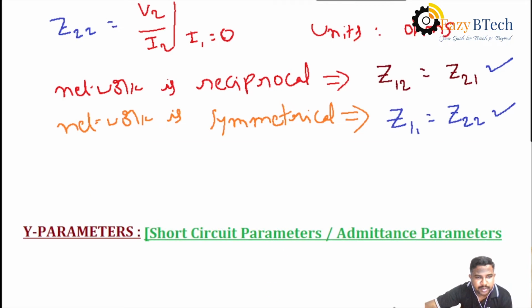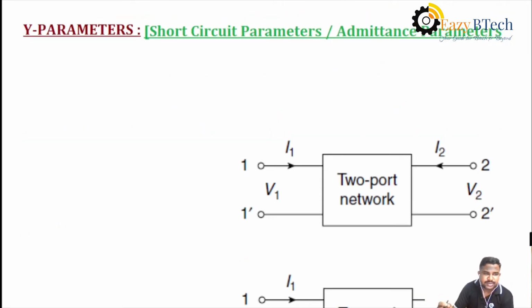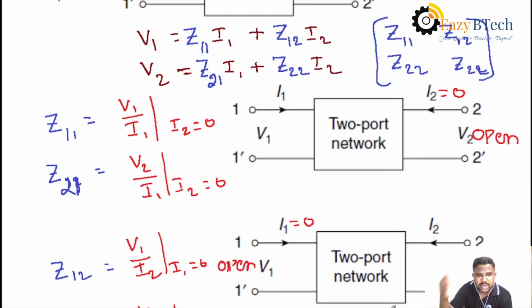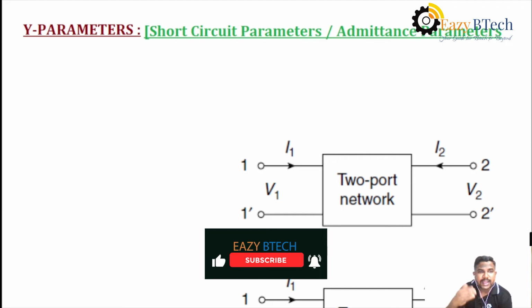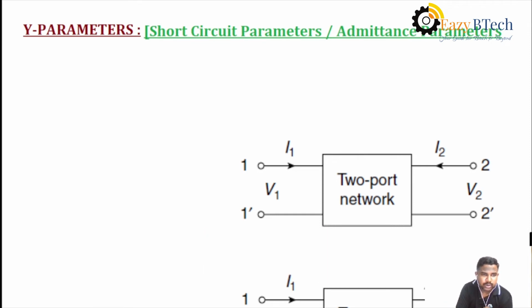What is the second parameter? That is called the Y parameters. It is also called short circuit parameters. Why are Z parameters called open circuit parameters? Because on both sides, the second port and the first port, the nodes are open. In the same way, Y parameters are called short circuit parameters or admittance parameters. Here both ports are short circuited when we calculate the Y parameters of the given network.